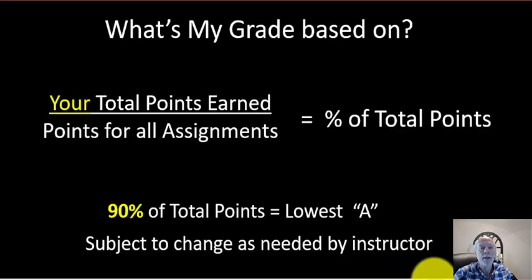What's my grade based on? Take the total points that you've earned and divide them by the total points for all assignments, and that gives you a percentage. For example, 90% of total points would be the lowest A. Sometimes I need to make changes based on several different situations. The percentage won't change, but I might change some of the assignments and so forth. But I'll give you plenty of time if that happens in this class.